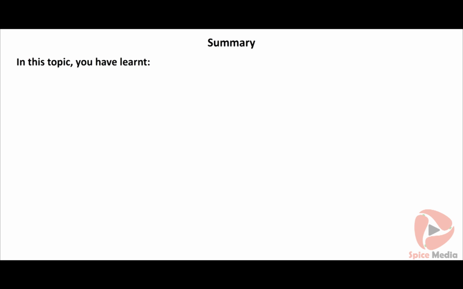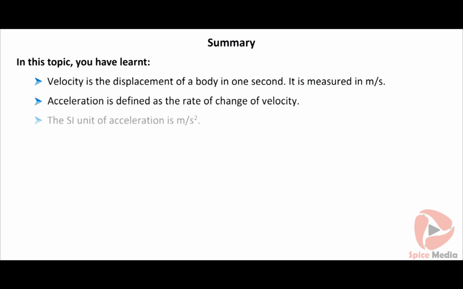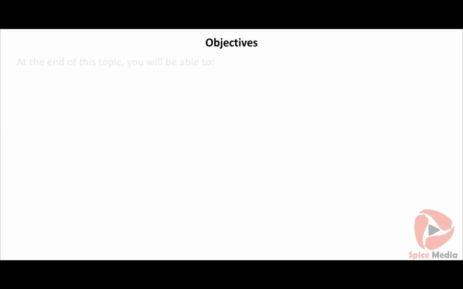In this topic, you have learnt velocity is the displacement of a body in 1 second. It is measured in meter per second. Acceleration is defined as the rate of change of velocity. The SI unit of acceleration is meter per second square. The velocity of a body decreases by 9.8 meter per second every second when thrown upwards and increases by 9.8 meter per second every second when it falls down.